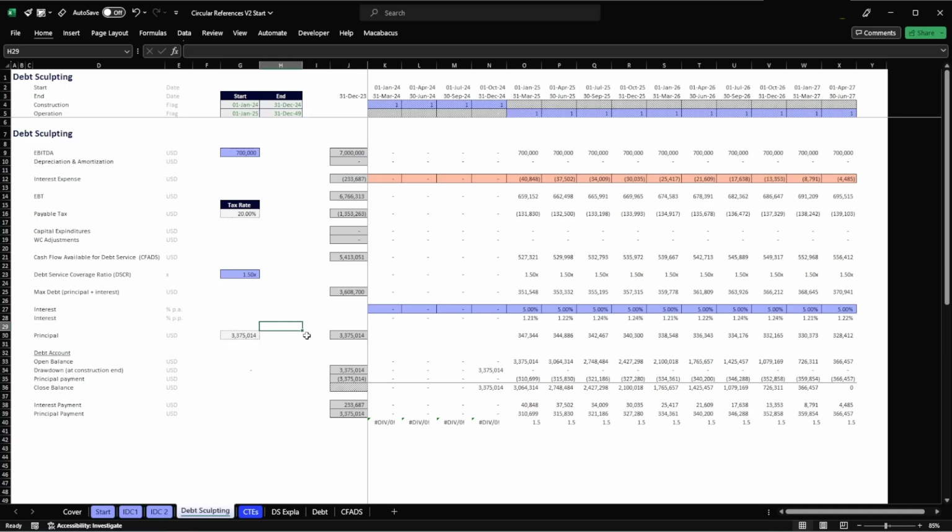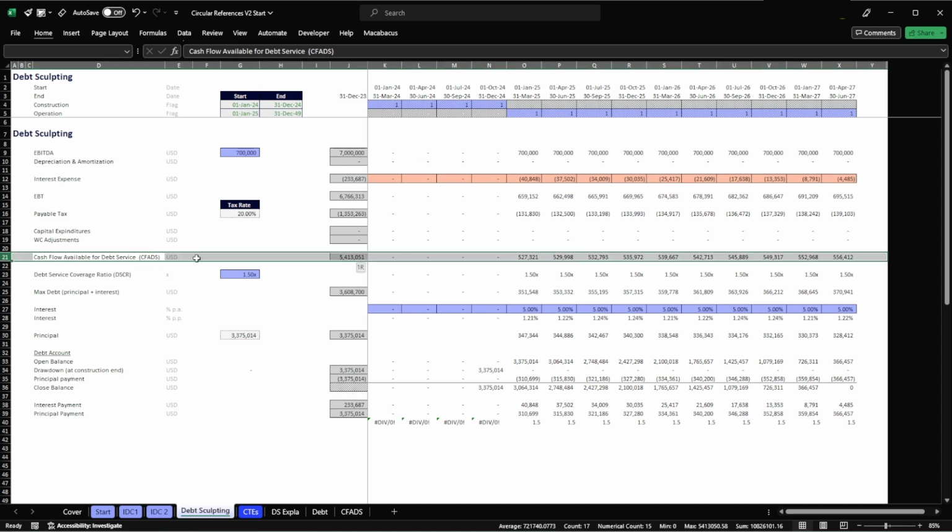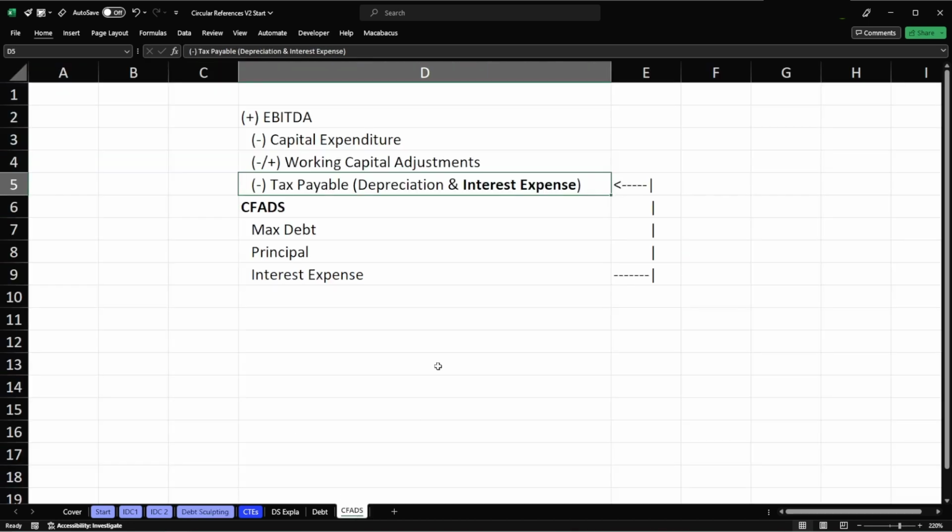That's it for today, folks. So today we learned how to do the debt sculpting. And the main takeaway from here is that you need to understand where you're getting your debt sculpting from, because you need to get your debt sculpting from the cash flow available for debt service, or CFADS. That's the correct way to do it. But whenever you do it, a circular reference is going to show up in your model. The reason being that in the CFADS, the interest expense is an input and an output of the calculation. And that's where the circular reference is.